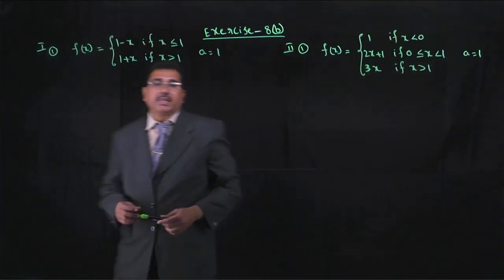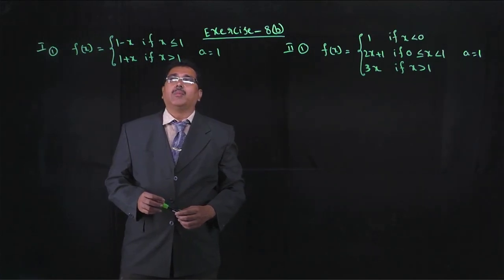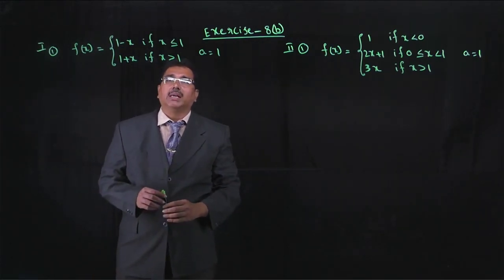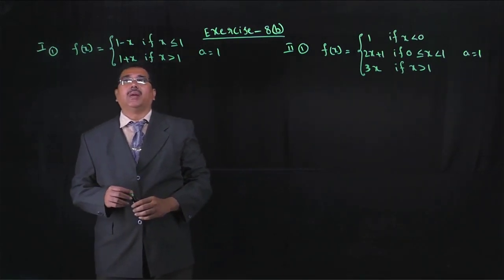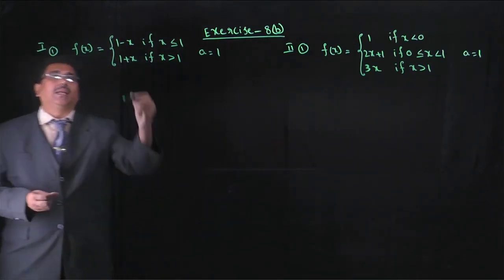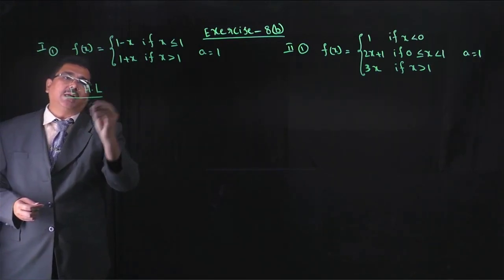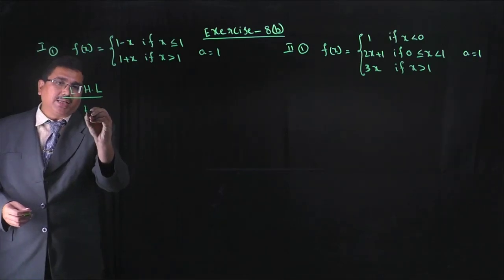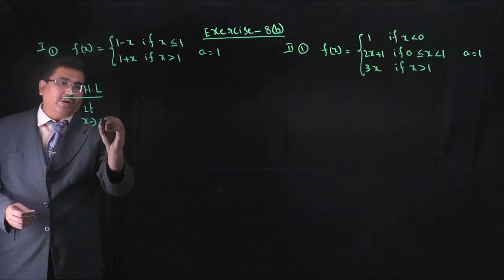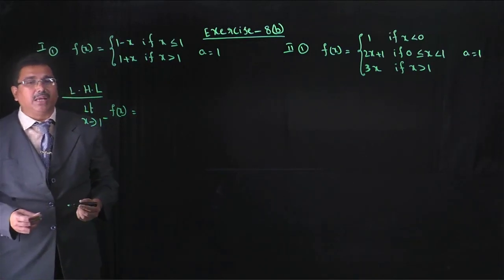Right, now this is exercise 8b. Find the right hand and left hand limits of the function at the point a equal to 1. How do we find the left hand limit and right hand limit of the given function at the given point? Left hand limit can be written simply as LHL. LHL is called left hand limit: limit x tending to 1 minus of f of x, that is the left hand limit at x equal to 1.